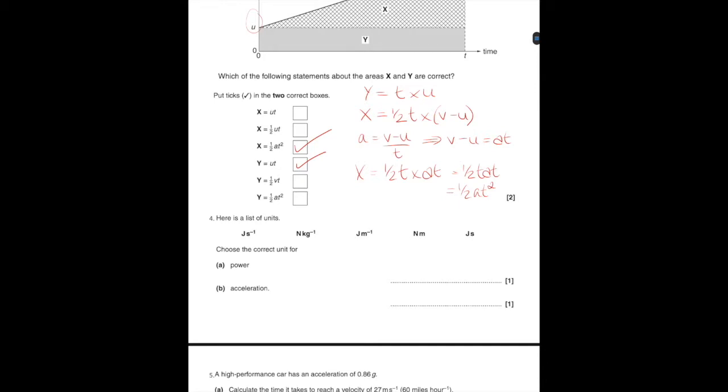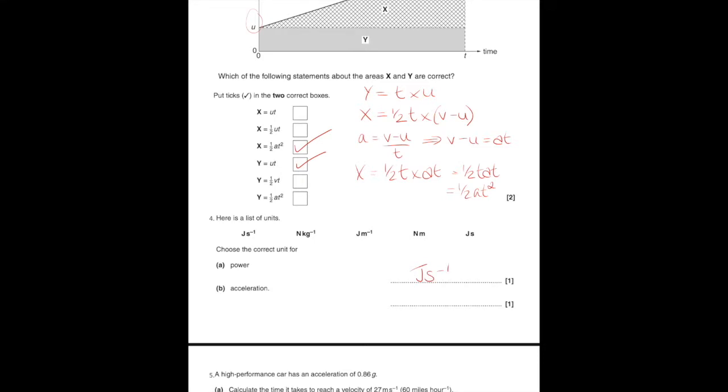Okay, list of units. It is fairly common to have to turn quantities and units into different combinations of units. So the unit for power. Now remember, in this paper we have mechanical power and electrical power, so that's why it features in the chapter 8 stuff. Power is the rate at which energy is transferred, so hopefully you remember that power is just joules per second.